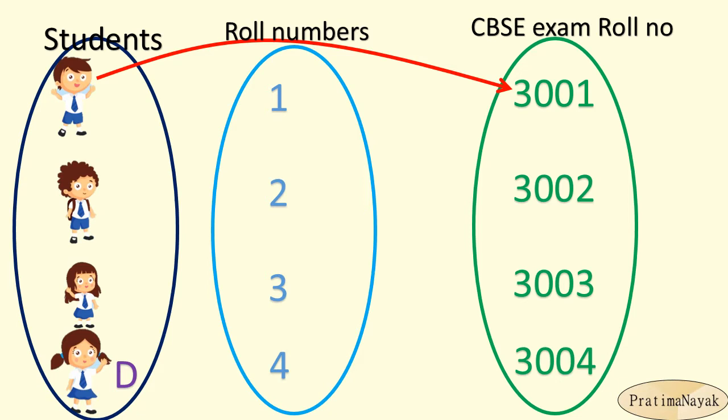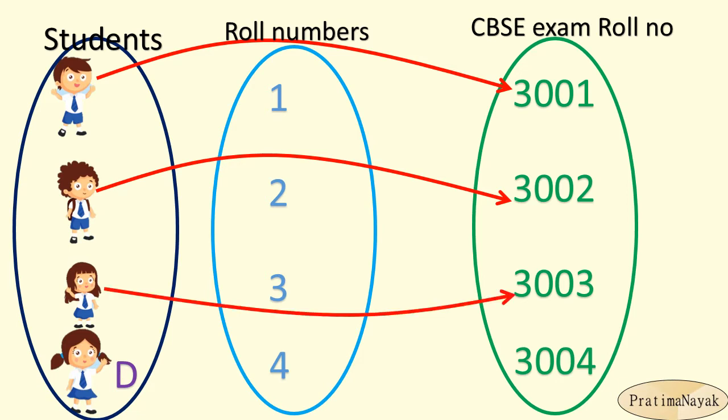Now similarly we can define a function from the set of students to CBSE examination roll number, because each student is also given a roll number. Alpha is related to 3001, Beta is 3002, Gamma is 3003 and Delta is 3004. So this is the meaning of composition of functions.